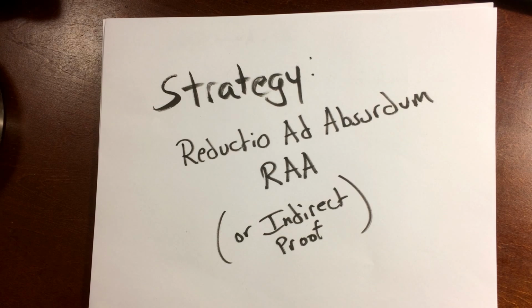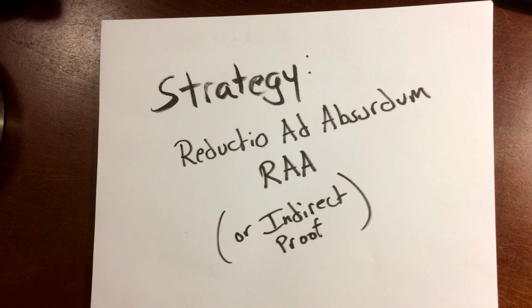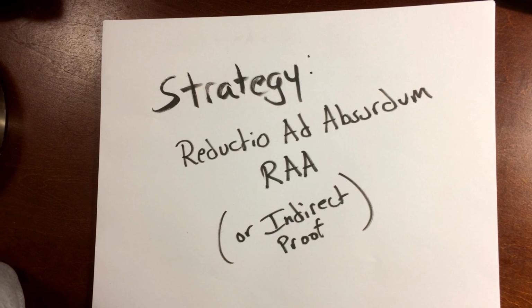Okay, here's a video on proof strategy. This one's the reductio ad absurdum strategy. Sometimes I refer to it just as RAA, or sometimes it's referred to as an indirect proof. Just to note that this strategy is particularly strong because you can always use an indirect proof.